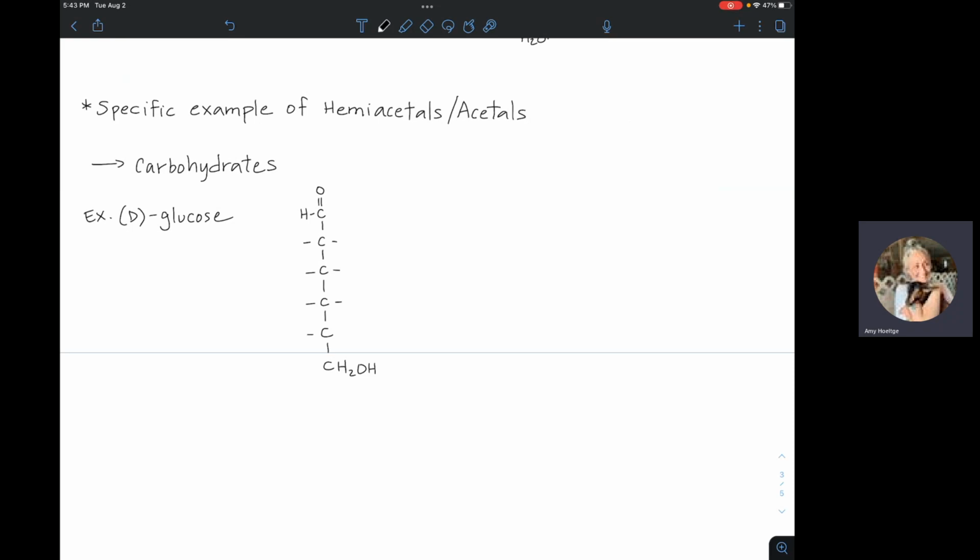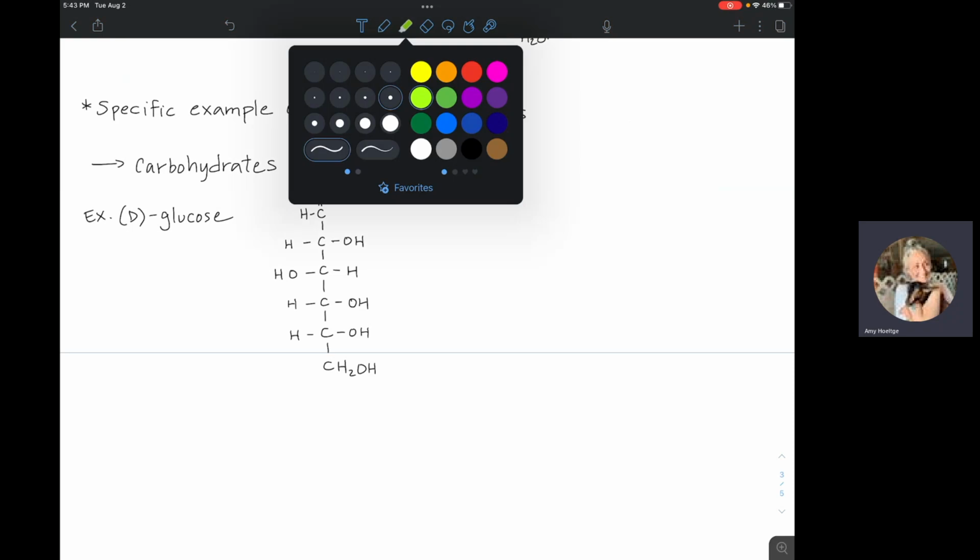When we draw the open chain form, just to make it a little easier, we draw these sugars, these carbohydrates, in their open chain form like a Fischer projection. So for D-glucose, I've got this one turned around. Sorry, this is just how I remember them. And I want to show you what happens when we take this.